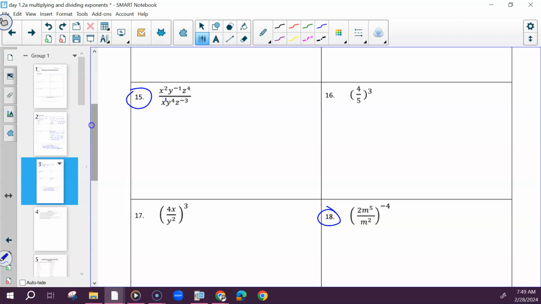I'm just going to rewrite it just so you see what exactly is happening because we're subtracting no matter what. Remember that if you don't see exponents, it has an exponent of 1. So this will be x to the 2 minus 1, y to the negative 1 minus 4, z to the 4 minus a negative 3. We're subtracting no matter what. So this would give us x to the 1st, y to the negative 5th, z to the 7th. And then of these, the y still has a negative, so that has to come down. So in your numerator, x and z to the 7th stay. In your denominator, y to the 5th.